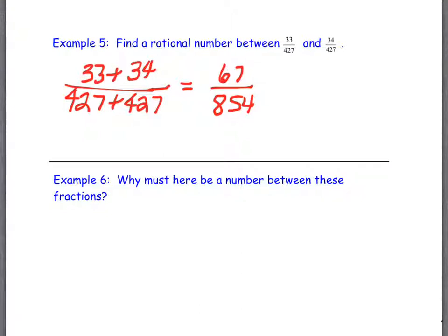All right, so I'm not going to write this in, but I want you to write it in. Why must there be a number between these fractions? We've already talked about this. So in your own words, write in, for example 6, why there has to be a number between these two fractions.